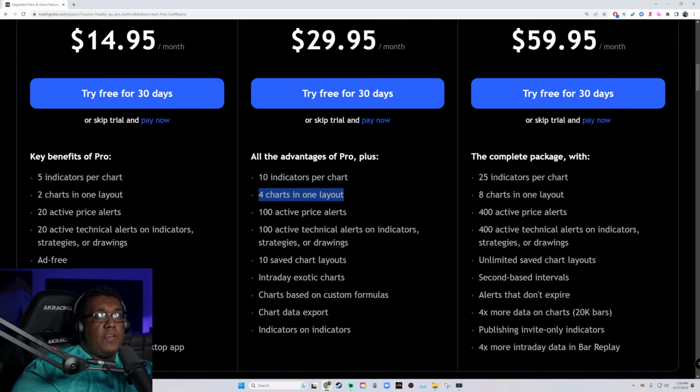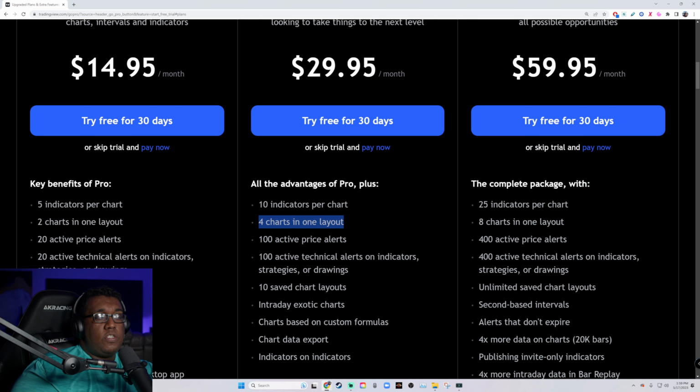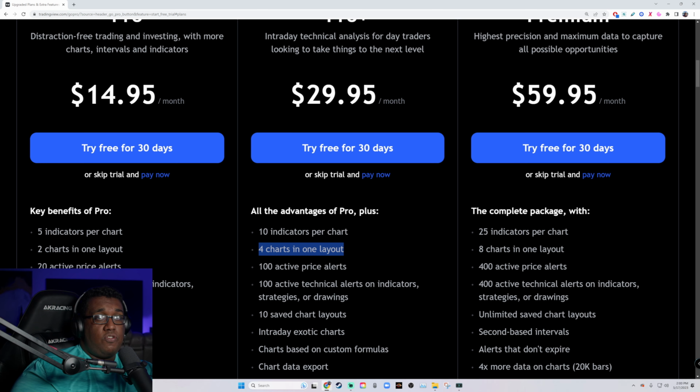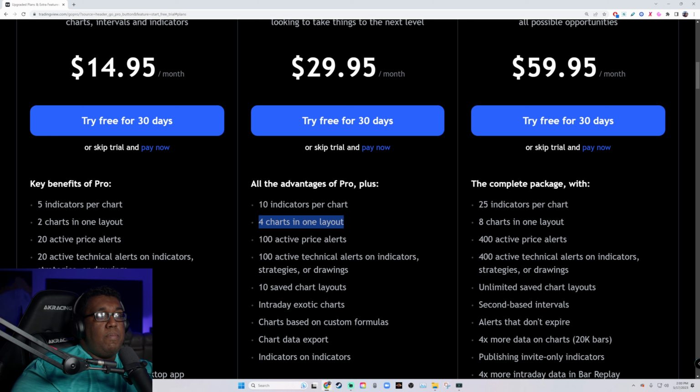Now, this, you're getting 25 indicators per chart. I've never come close to this, but sometimes I do want to have a bunch of indicators just to see what's going on, and I have the opportunity to do so. You have 8 charts in one layout, which is absolutely amazing. You guys definitely don't want to have just, you know, one layout here or just 2 layouts. If you guys are consistently trying to day trade, it makes it a lot easier if you guys have 8 chart layouts, and that means you guys can have it on a wide monitor or whatever type of monitor you have, and everything looks beautiful and organized, and everything just looks so good.